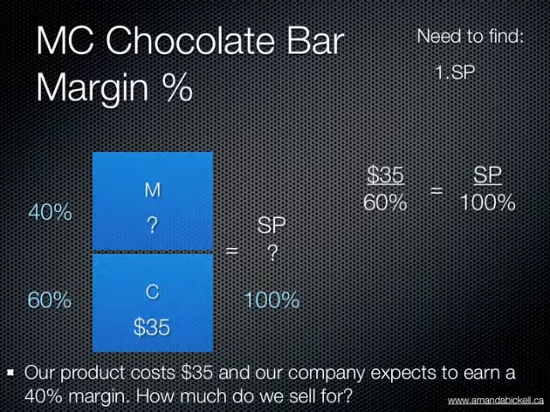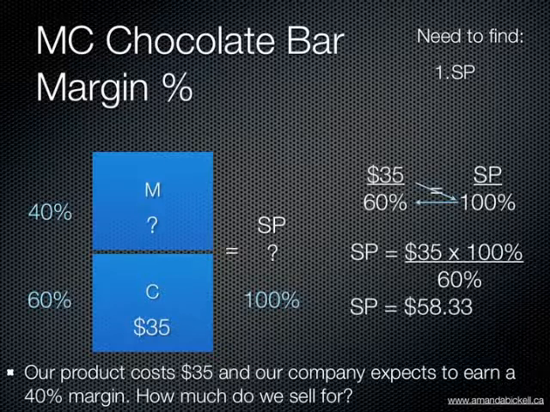We can then set up our ratio. This time the $35 is to 60% as the selling price is to 100. You can cross multiply and divide to get your equation to calculate the selling price. So you end up with the 35 times 100 divided by 60, and you come out to the 58.33. If you got the $45 as your answer, chances are that you made the cost the 100%, and you ended up multiplying it by 1.4.